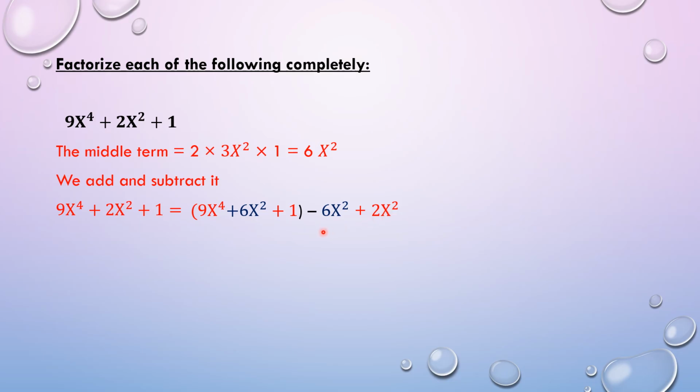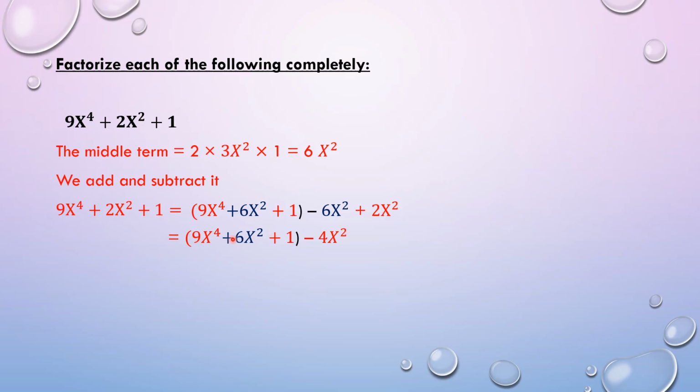Okay, 9x power 4 plus 6x power 2 plus 1 is the same, and negative 6x power 2 plus 2x power 2 equals what? Excellent, equals negative 4x power 2. Look well. Excellent, it's a perfect square trinomial minus a perfect square monomial.